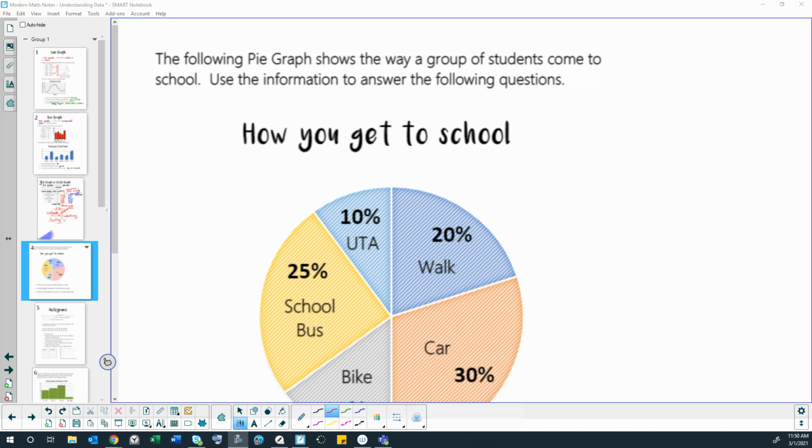The following pie graph shows the way a group of students come to school. Use the information to answer the following questions. How do you get to school?